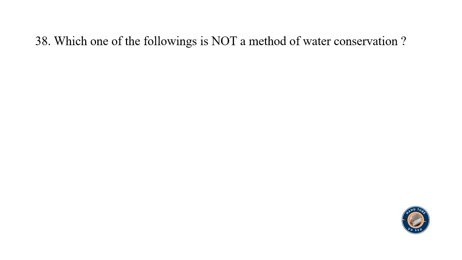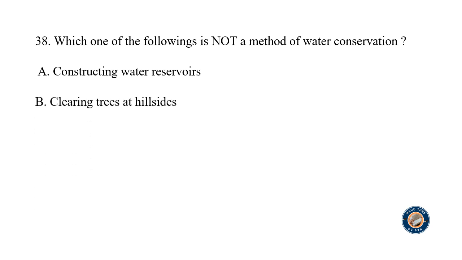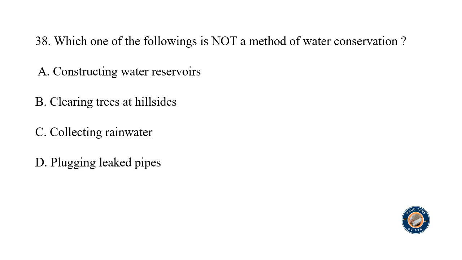Question number 38. Which one of the following is not a method of water conservation? A. Constructing water reservoir. B. Clearing trees at hillsides. C. Collecting rainwater. D. Plugging leaked pipes.